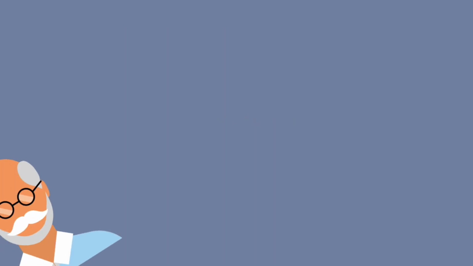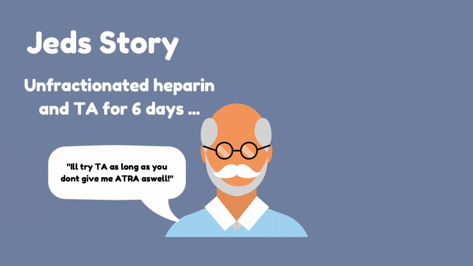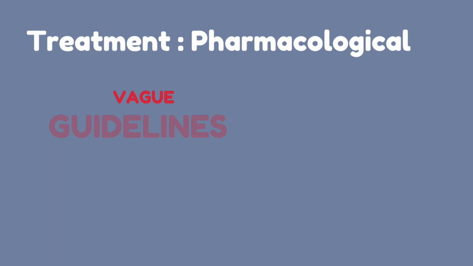So where does all this leave Jed? In terms of further treatment, he was given unfractionated heparin and TA for 6 days. But what happened next? I'd love to tell you the rest of Jed's story, but unfortunately I don't know how it ends. At the moment, DIC guidelines are exceptionally vague and poorly informed due to a colossal shortage of papers in this area. This was markedly displayed by the lack of evidence substantiating TA's presence on the BMJ's treatment algorithm.